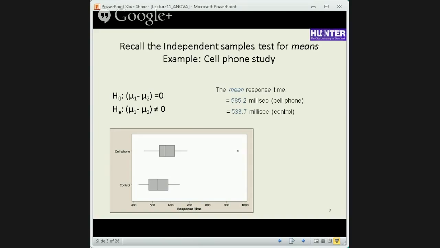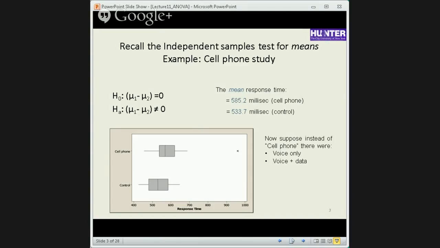And in the t-test example, we were testing the null hypothesis, either that the difference between these two mean response times was 0, or that the two are equal, and the alternative hypothesis just that they're not equal.